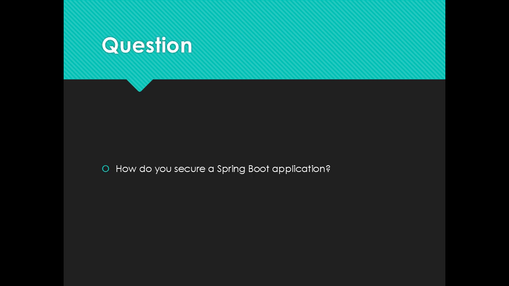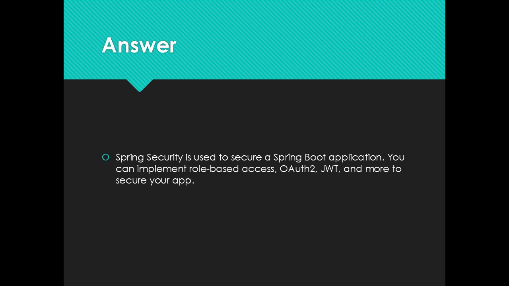Question 6. How do you secure a Spring Boot application? Answer: Spring Security is the framework used to secure a Spring Boot application. You can implement role-based access control, OAuth 2, JWT tokens, and more to secure your app. It allows securing endpoints with annotations and provides various authentication mechanisms.